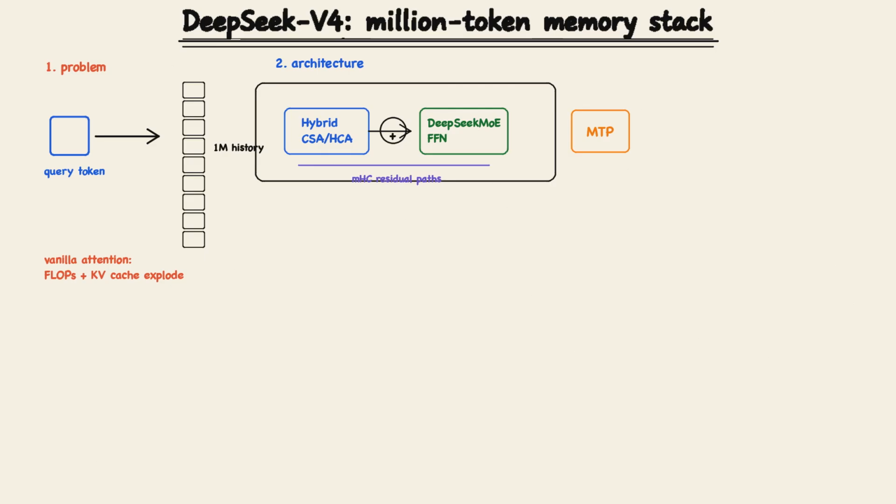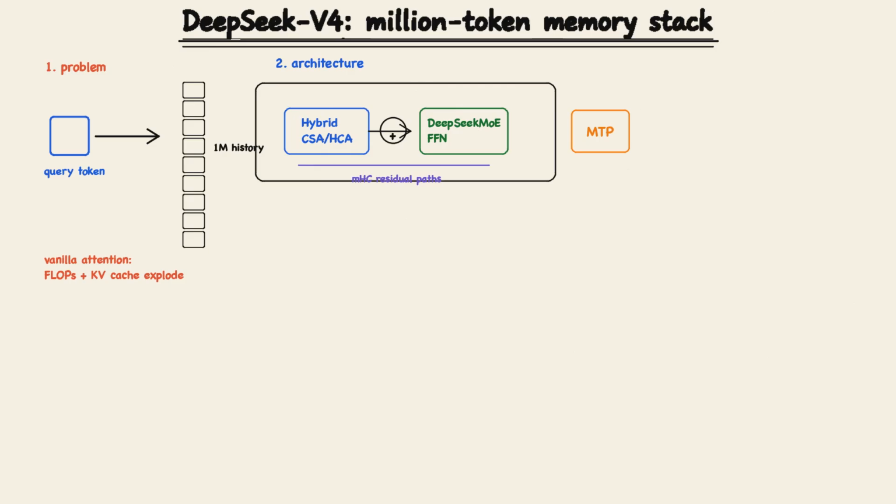The attention lane becomes hybrid CSA and HCA. The feed-forward lane stays mixture of experts. The residual path is strengthened with MHC. Multi-token prediction remains from DeepSeek-V3. So the block is not one new trick, it is several pressure valves around the same bottleneck. Right. The key is that old context, expert compute, and residual traffic all have to stay stable when the sequence gets huge.